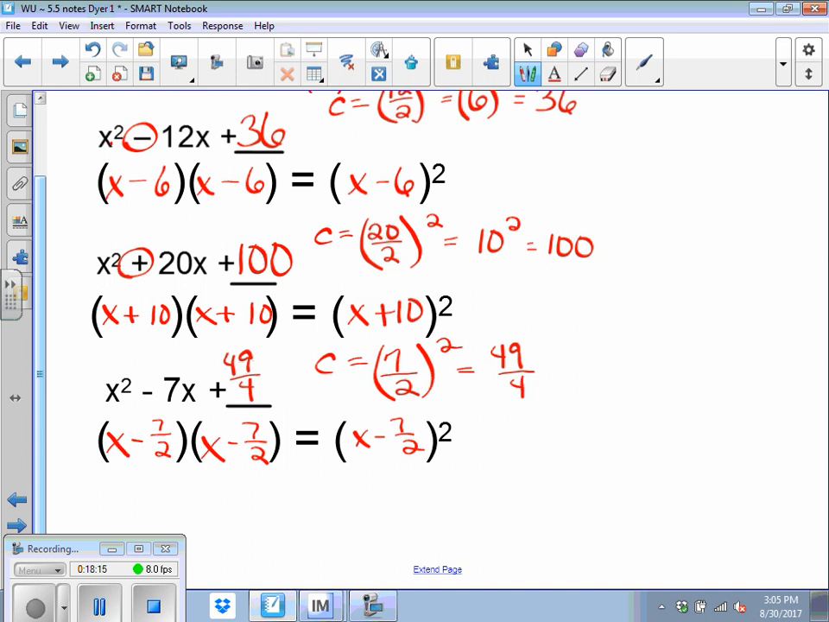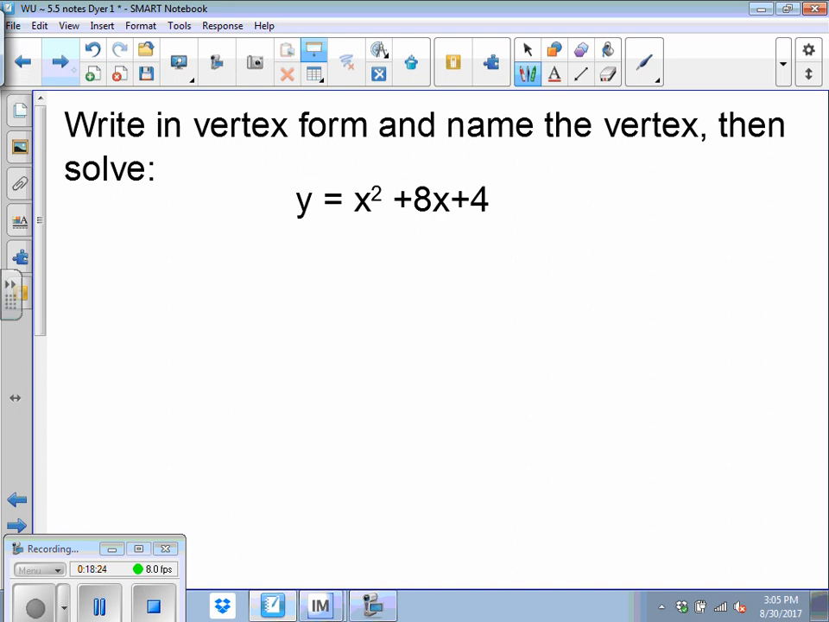Okay, so now that we know how to make our perfect square trinomial, let's go ahead and work a problem. Okay, so first we need to make sure that it's just y equals. And it is. In your homework problems, it just says y equals. So, step 1, take your constant and get rid of it. Move it to the other side.